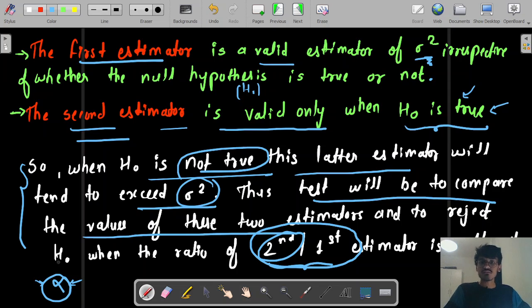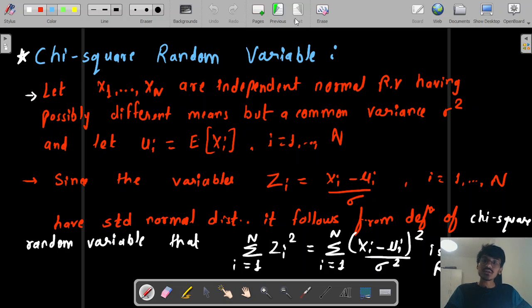I'll show everything with a detailed example, so don't worry. After that, if it is sufficiently larger, we'll compare the two values and then decide. So this is just the brief overview, so don't dive into it.